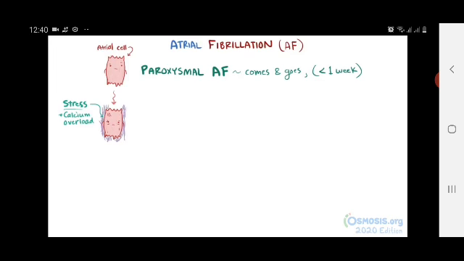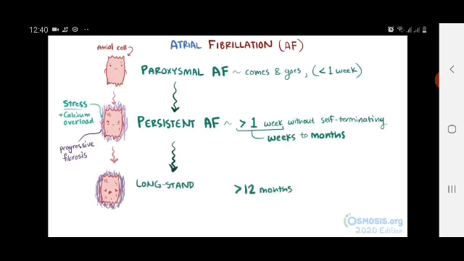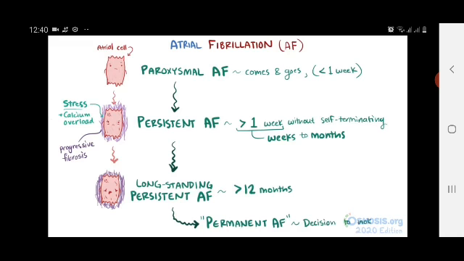Nonetheless, over time, the cells in the atrium seem to undergo progressive fibrosis or scarring from this stress. When this happens, the AF episode isn't able to spontaneously terminate, and patients have persistent AF, defined as lasting more than a week without self-terminating. Persistent AF episodes can last for quite a long time, weeks to months, and when the AF episodes last beyond 12 months, it's known as long-standing persistent AF. And permanent AF is what it's called when the patient and the clinician make a joint decision to not attempt to stop the rhythm.